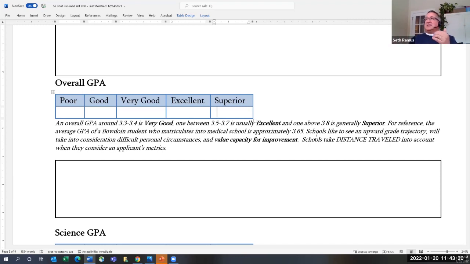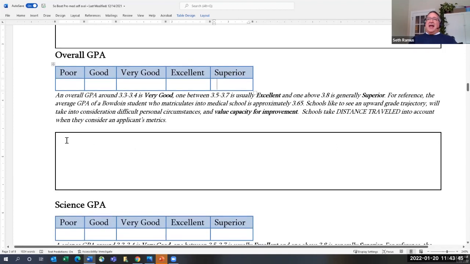Part of this is distance traveled. Part of this is trajectory. This is all context. What happened to you? You are not a single number. They are going to look at everything in your application from stem to stern. They're going to look at all of your transcript to understand it.